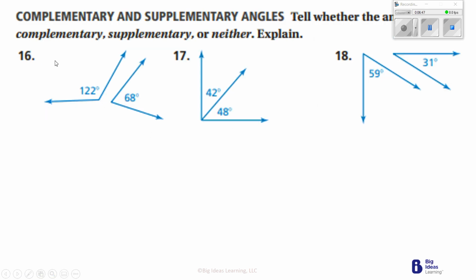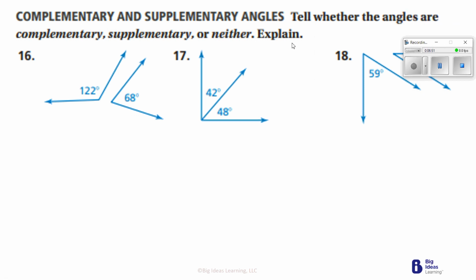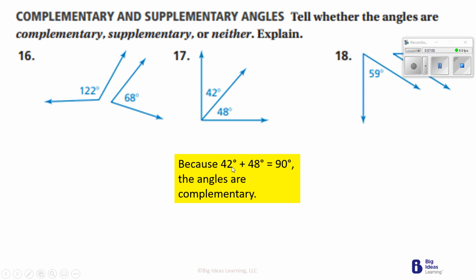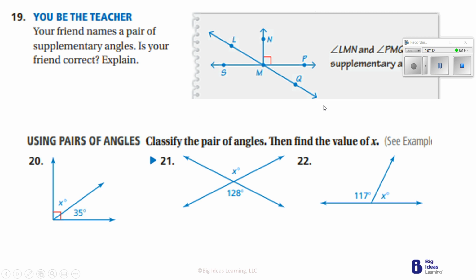All right, 16 is yours to do, and now 17 is mine. Tell whether the angles are complementary, supplementary, or neither. Well, 48 and 42 do make 90. So I'm going to say these two are complementary angles. Because 48 and 42 equal 90, the angles are complementary. All right, let's keep moving on.